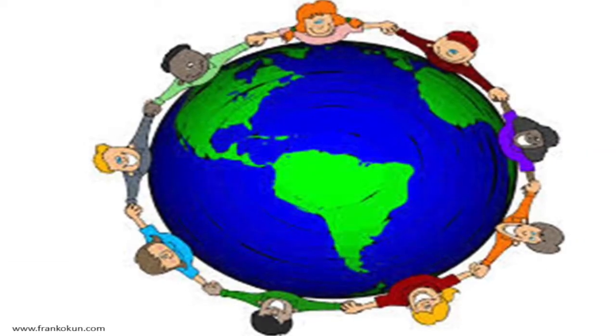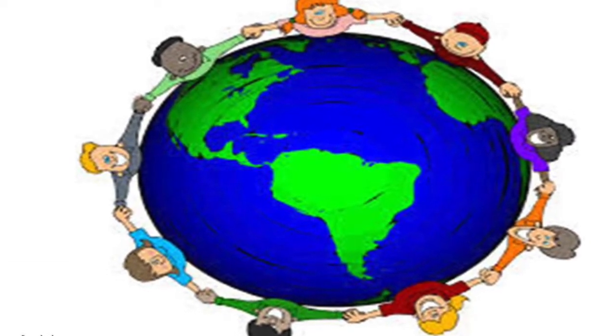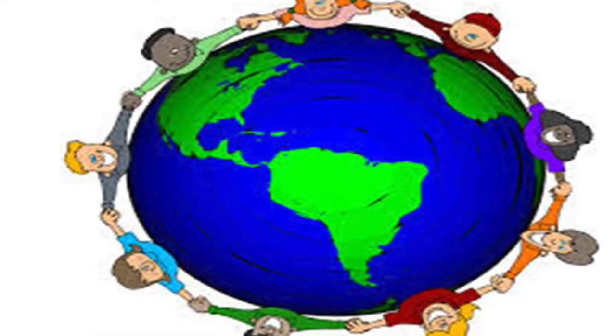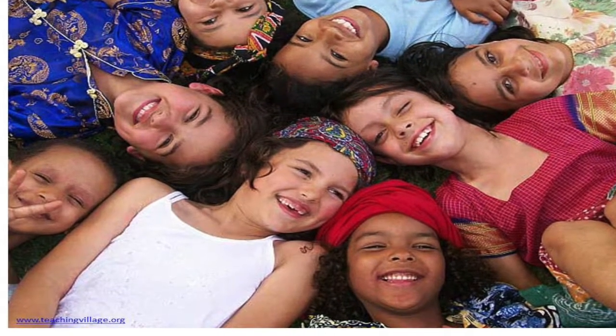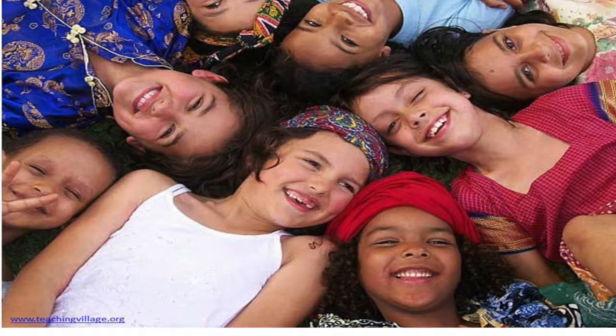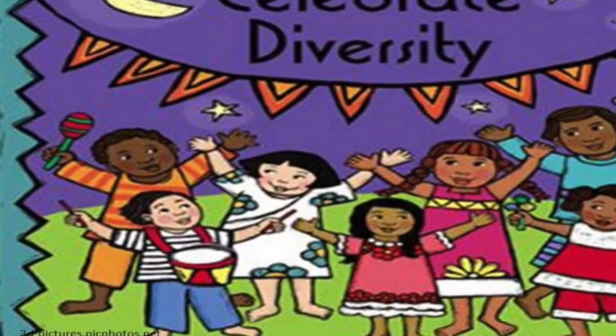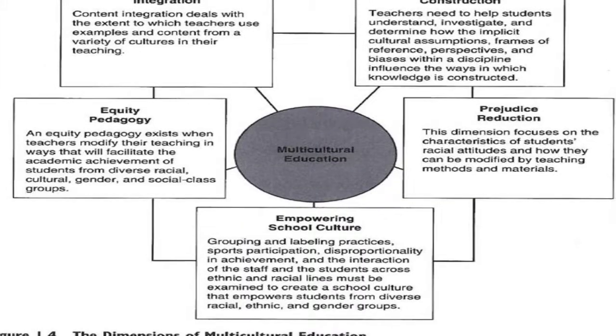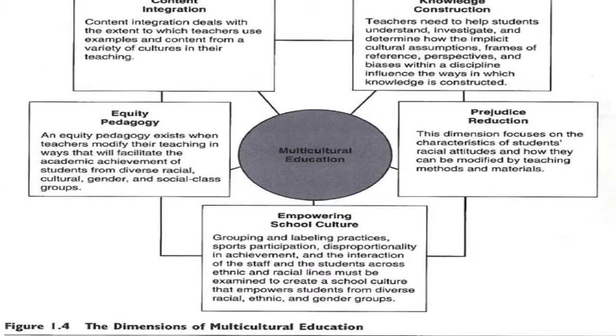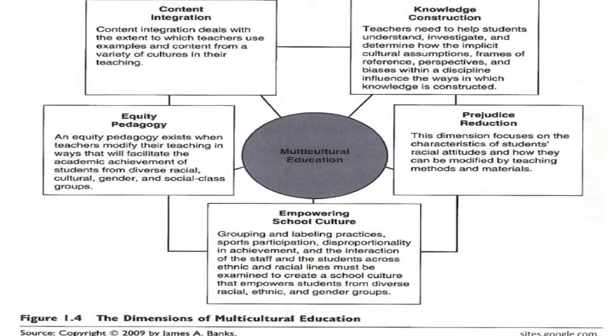Banks and Banks conceptualize multicultural education as consisting of 5 dimensions: content integration, the knowledge construction process, prejudice reduction, an equity pedagogy, and an empowering school structure and social structure. The main focus throughout multicultural education is equity pedagogy. It is first important to understand what equity pedagogy is.